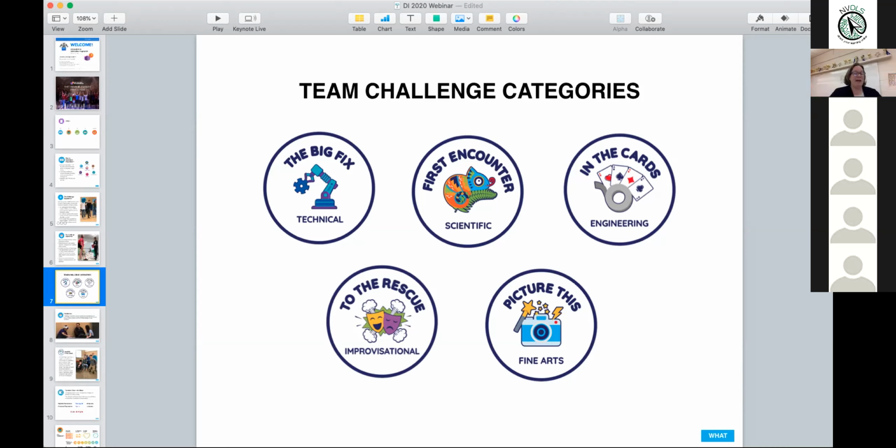And if you ask your student to show you the challenge documents, you will see they are 15 to 20 page long documents that explain the rules of their challenge.